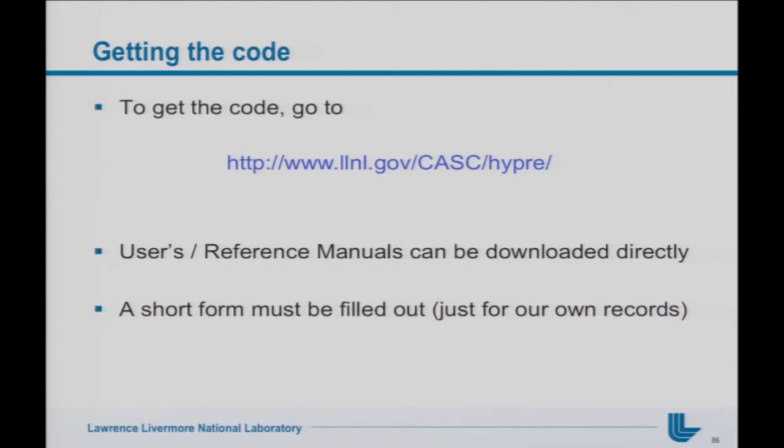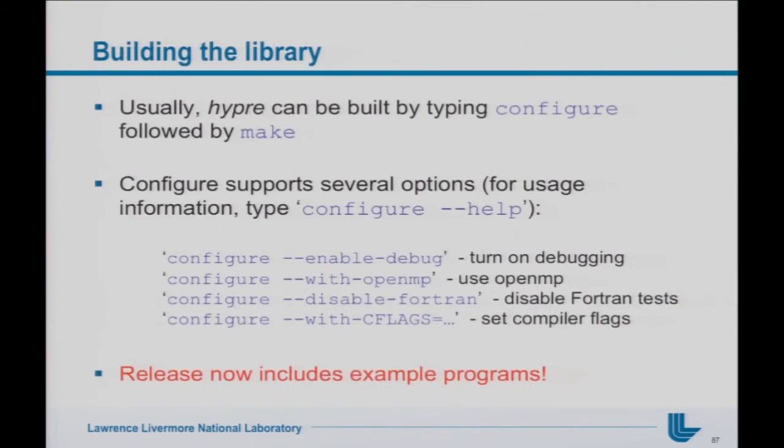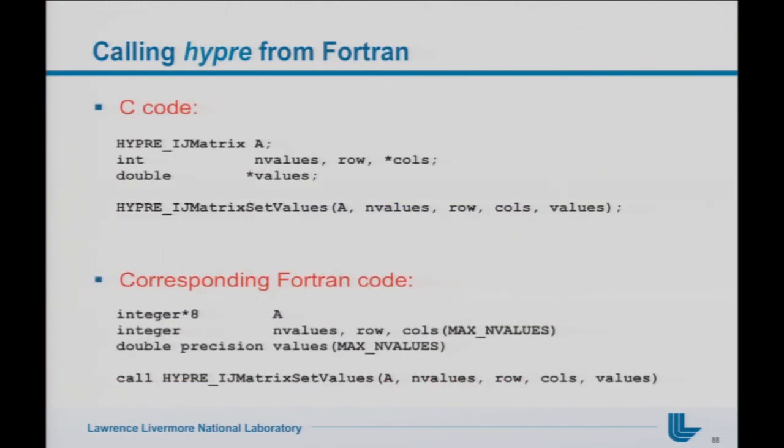And this is where you get the code. You can also see reference manuals and users manuals online. And configuring and building the library is, in theory, very simple. You type configure. There are some options if you want to set various options, and then make. I forgot to put this on the view graph, but we also have a CMake build system, which is nice for building things on Windows boxes.